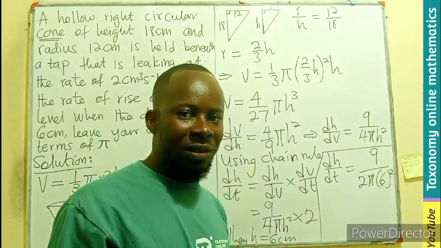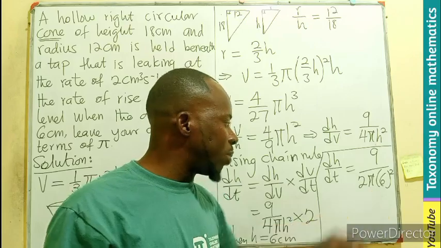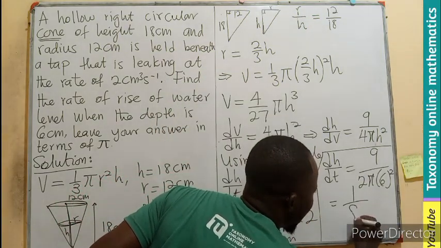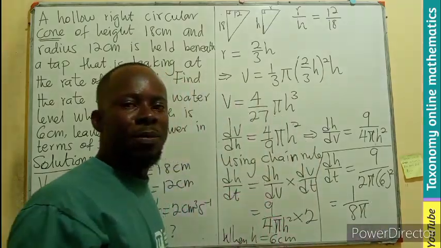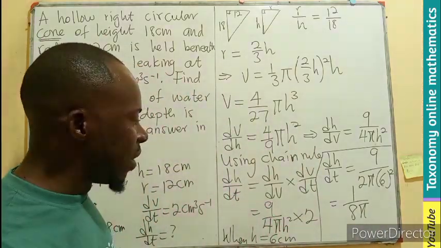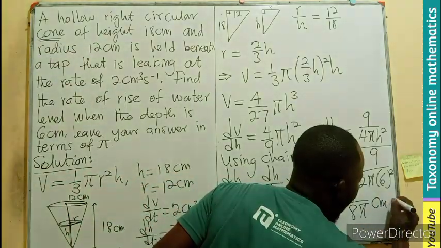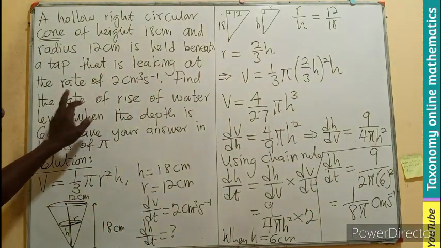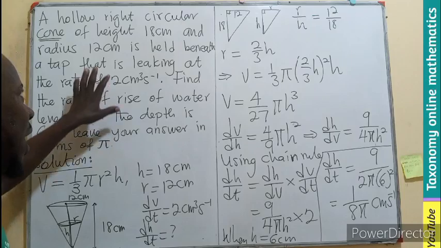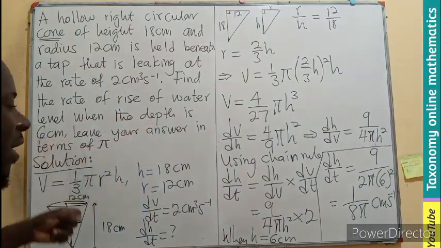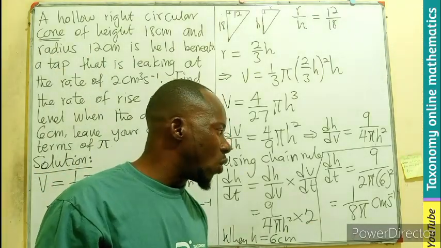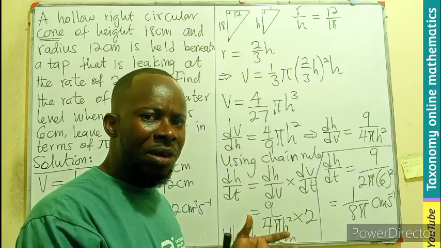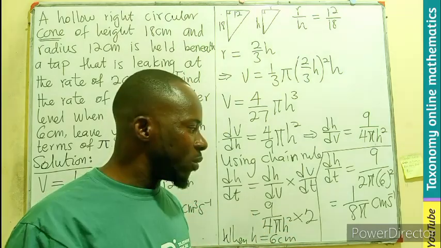9 can divide 36 4 times. So 4 will multiply the 2 to give us 1 divided by 8 what? Pi. So we are saying the rate, so that will be centimeters per second. So the rate at which the water is rising in the cone when the depth is 6 centimeters will just be 1 on 8 pi centimeters per second. I believe the concept is okay by you.